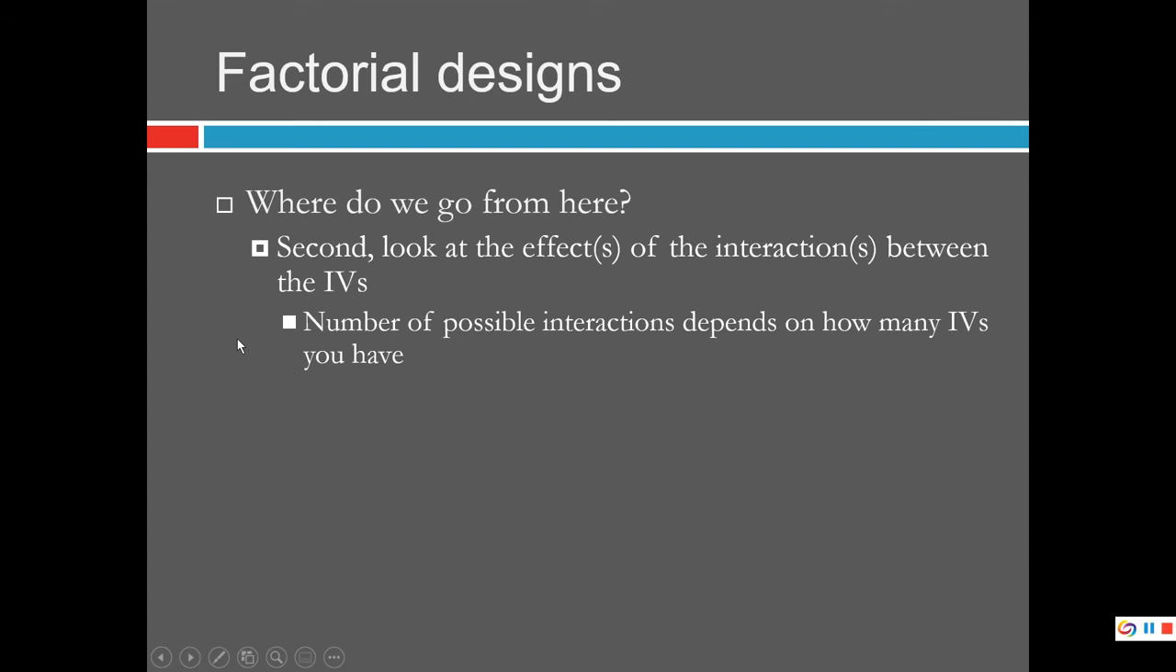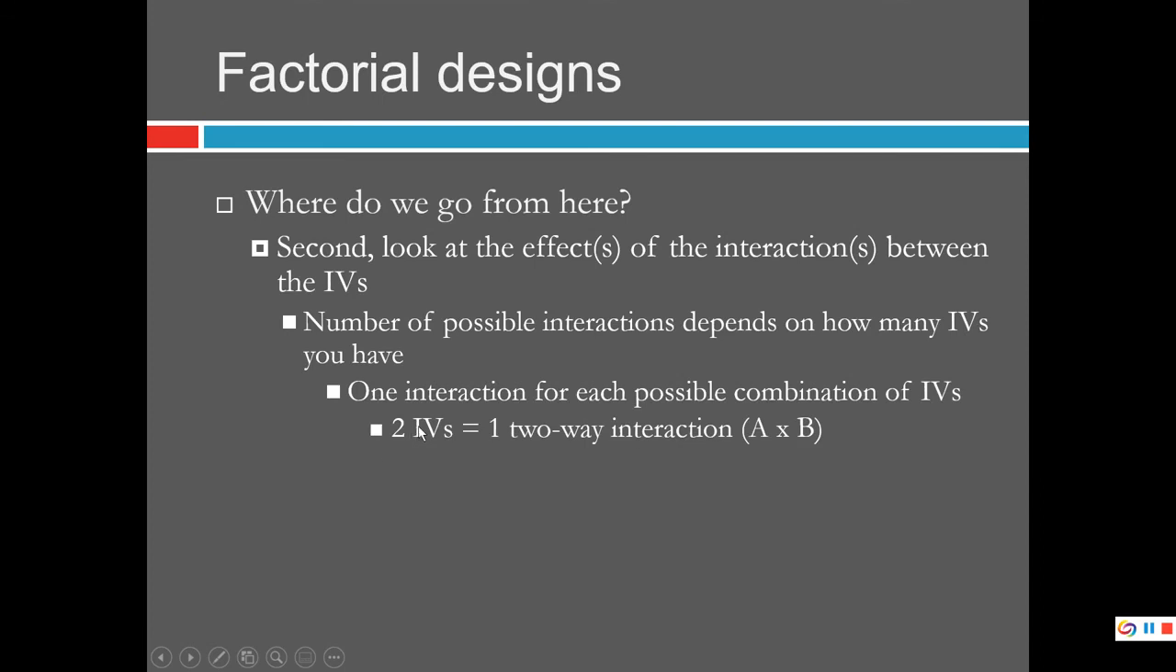The number of interactions that you have depends on how many independent variables you have. Every possible combination that you can put together is an interaction. So if you have two independent variables like this one, the example we've been working with, you have one two-way interaction: dating status of the participant by the scenario that they read. That's a single two-way interaction in addition to those two main effects.